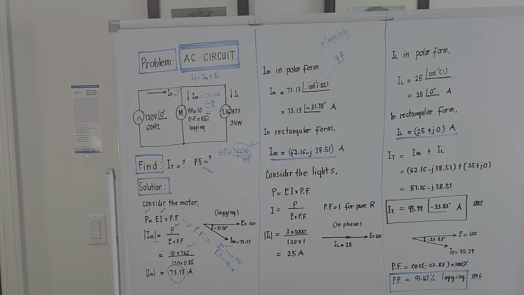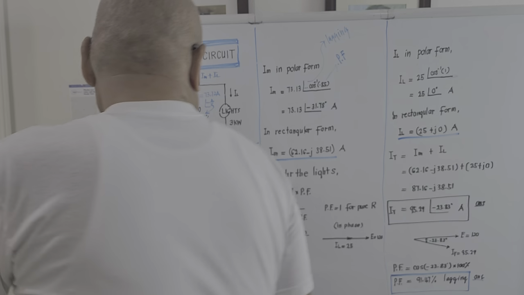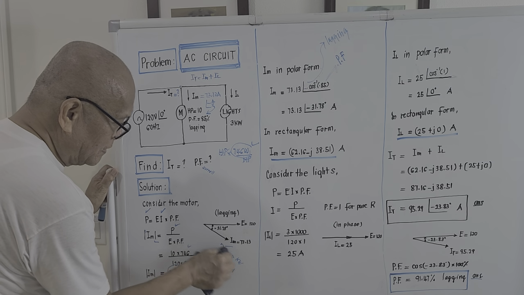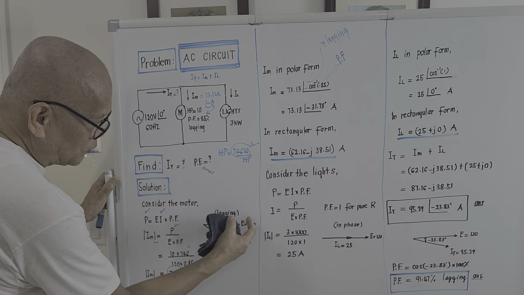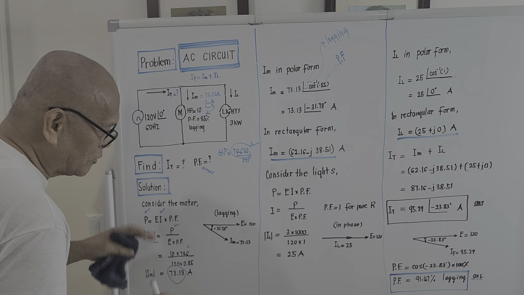The figure is this. Hold on. I got my razor. Hold on. Oh, this is the figure, guys. This is the source voltage. It is at an angle of 0 degrees.